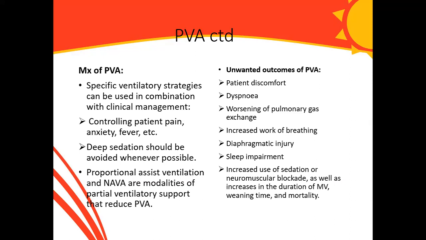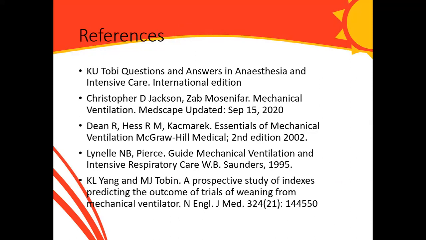The best way is to use ventilation modes that ensure synchrony between the patient and ventilator. Proportional assist ventilation and neurally adjusted ventilatory assist mode are the best modalities to reduce patient ventilator asynchrony. And there are a lot of unwanted outcomes, like I mentioned before. You can see them on the slide. These are the references. If you have questions, you can ask right now. Or if you don't have questions, I will ask you questions.